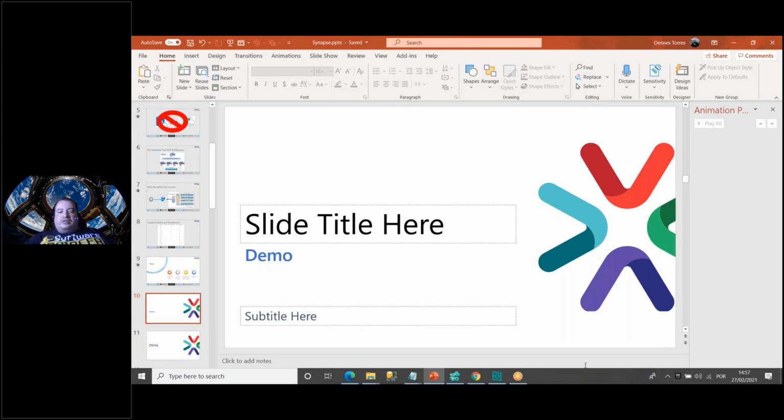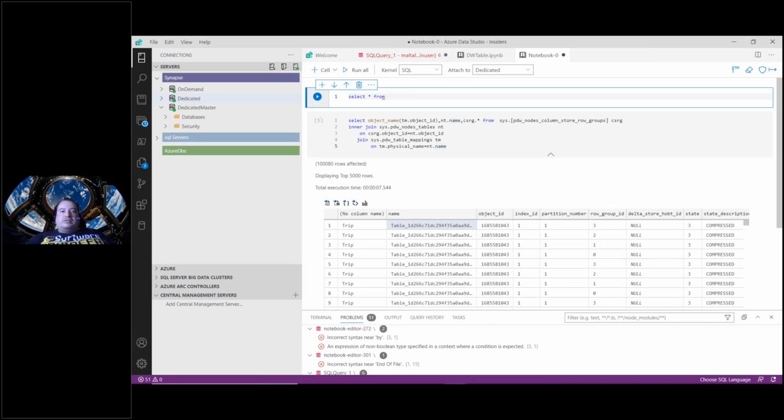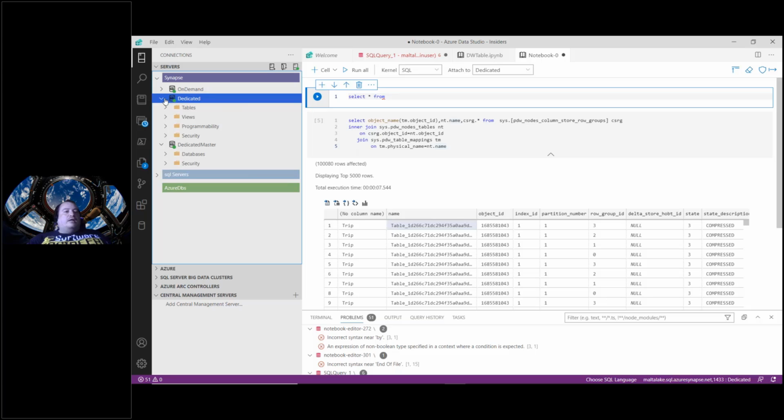Let's see a demonstration about these first concepts. First, some disclaimers: I had some unforeseen problems with Synapse last night that I'm still trying to solve. So this makes me execute the demonstration on Azure Data Studio instead of directly on the portal in Synapse Studio. That would be better, but it will not affect the demonstrations too much.